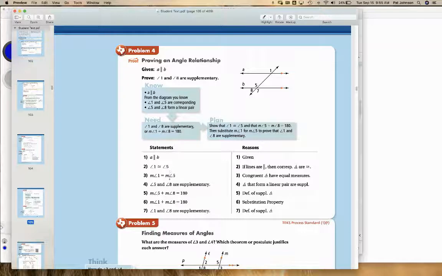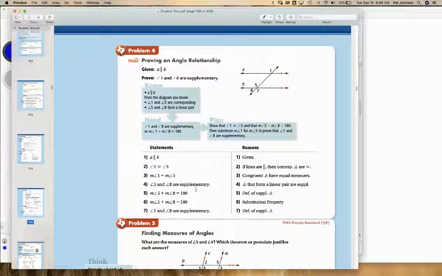Then they go from congruency to equal. Again, definition of congruent angles would work here. They say congruent angles have equal measures. Either one will work, but basically you're using the definition of congruent angles. Then they say 5 and 8 are supplementary. Well, angles that form a linear pair are supplementary. So again, the linear pair postulate.